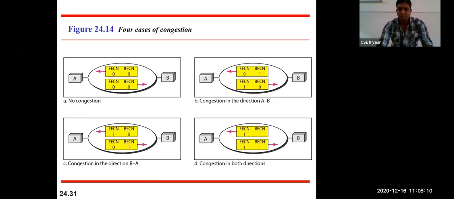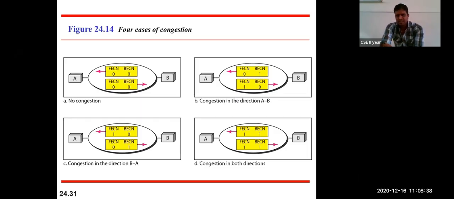Now look at B. From B to A, FECN equal to 0. What does that mean? No forward congestion. Towards A, from that switch towards A, there is no congestion. BECN equal to 1 backward, which means from that switch towards B, there is congestion.